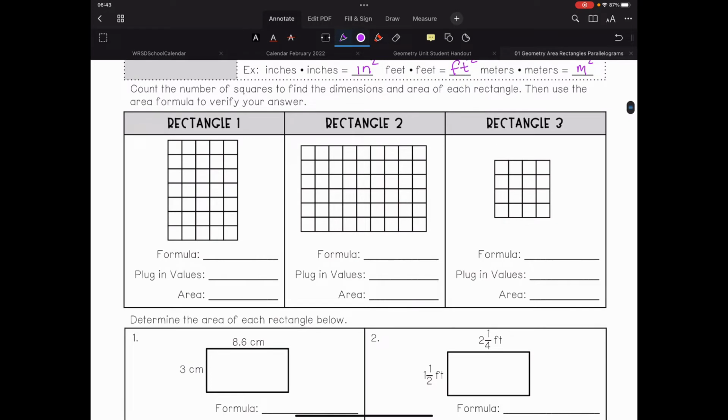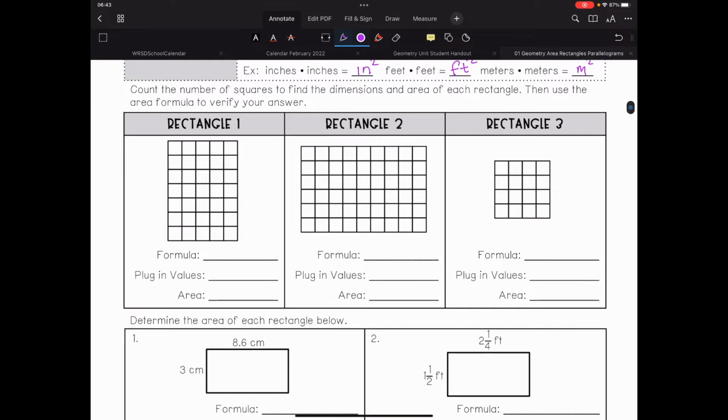Let's look at some actual examples here on the paper now. So rectangle number 1, we can see that we have the square units inside. Each one of those squares is called a square unit. We don't know what it's measured in. Is it centimeters, inches, feet, so on? Because we don't have an actual unit of measurement, we're just going to say square units.